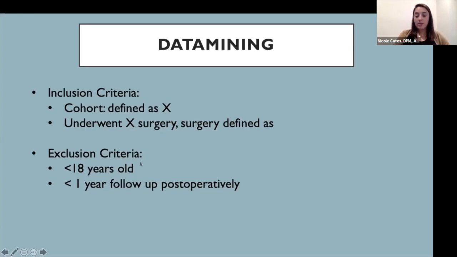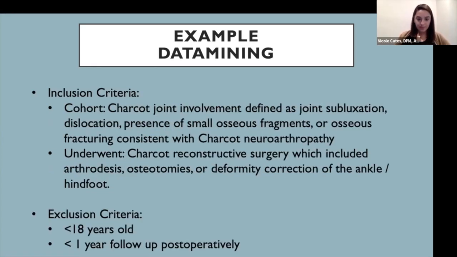And then you want to define your exclusion criteria. So you want to evaluate if they're under 18 and if you don't want to include pediatric patients. So part of the exclusion criteria is going to be age or less than 1 year follow-up. These are some examples. Every study is different. These are just some highlighted ones.